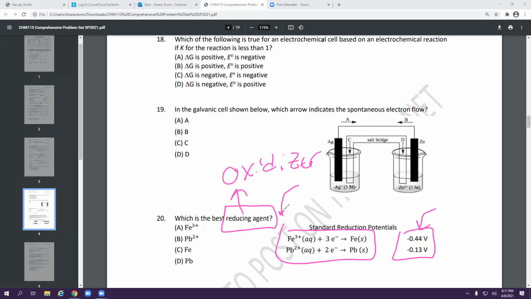Here's how you figure it out. The biggest number is the strongest reducer, right? So which one is stronger? Negative 0.13 or negative 0.44? This number's bigger, right? Which means, without knowing anything else, I can assume this is the reducer. That means this guy up here has to be the oxidizer. Does that make sense?